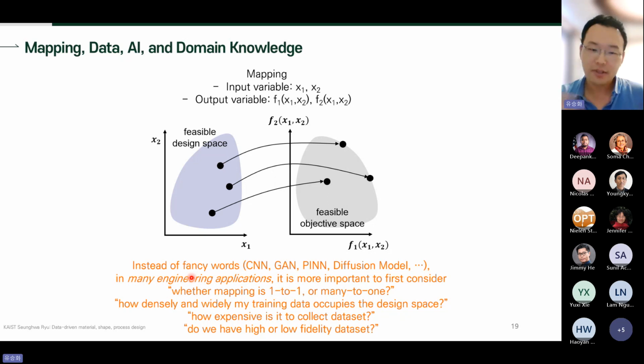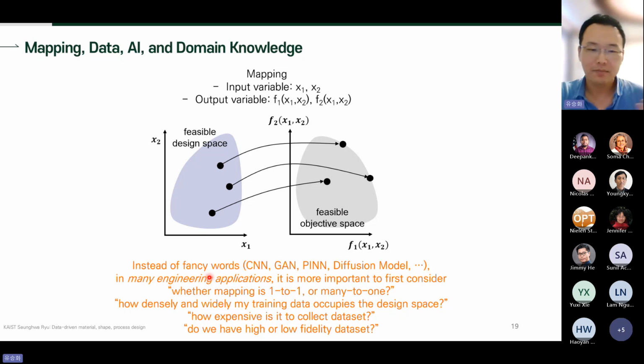to secure huge data sets like Google, Apple, or Amazon. They can secure trillions of data points for training. But in real manufacturing companies, it's not easy to accumulate such a huge data set.